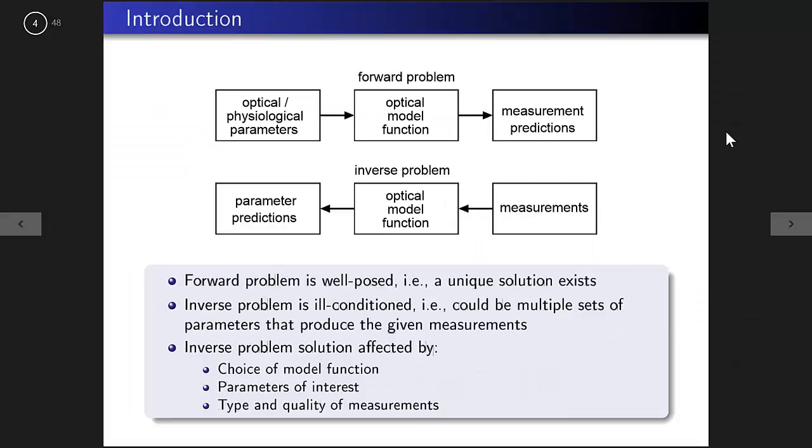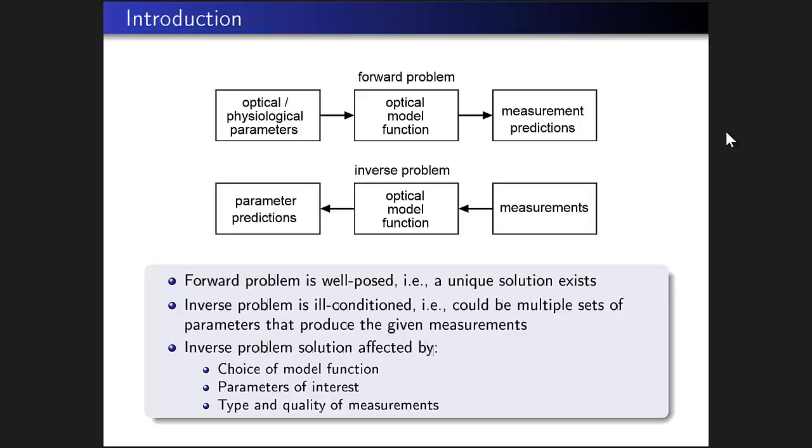So you've seen this diagram quite a bit in different forms throughout the week, so I'll go over it pretty quickly here. We have the forward problem, in which we have as input optical or physiological parameters, optical absorption or scattering, and you feed that into an optical model and out come predictions of your measurements. The inverse problem is taking those measurements, using a model, and then determining what the optical physiological parameters are.